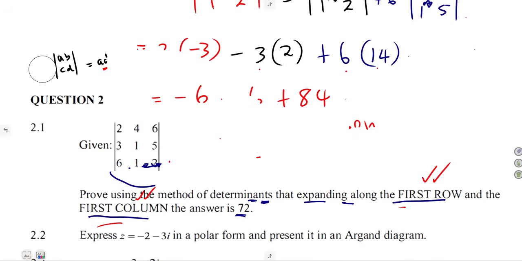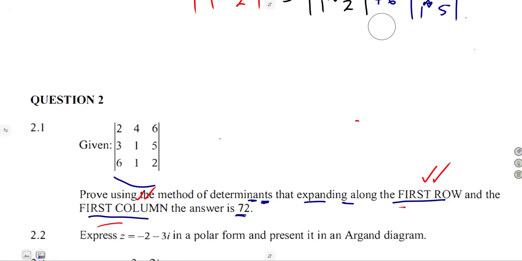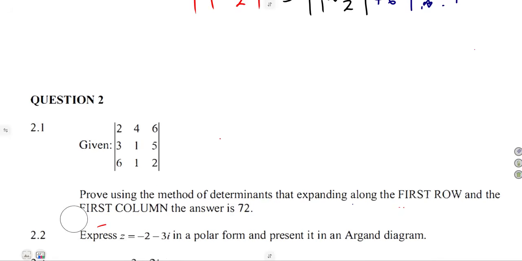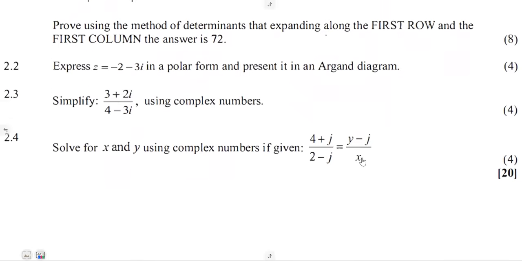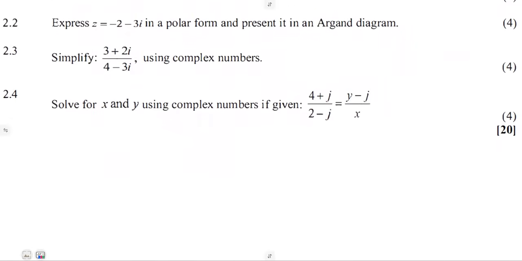2.2, we are given a question which is on our complex numbers, where we had to express in polar form and represent it on an Argand diagram. All right, so that's our question 2.2 for 4 marks. We are given this z, which is equal to minus 2 minus 3i. In order to express it in polar form, you also need the idea of that Argand diagram, guys.